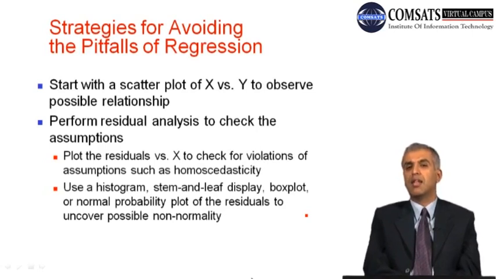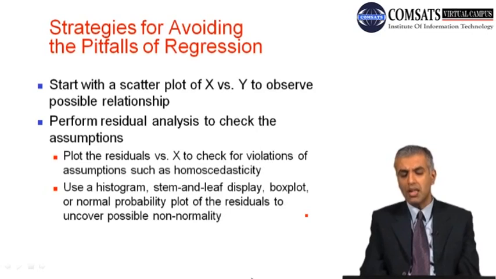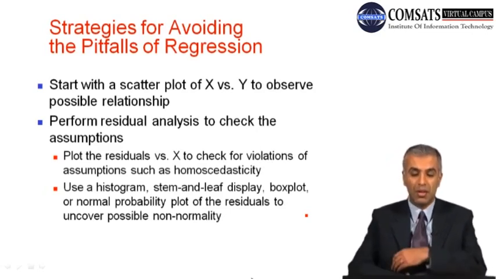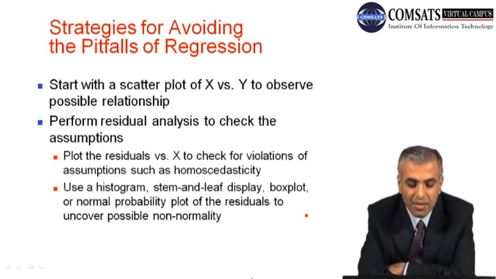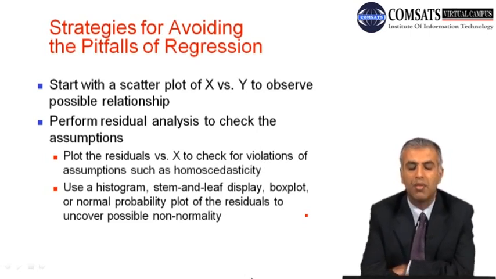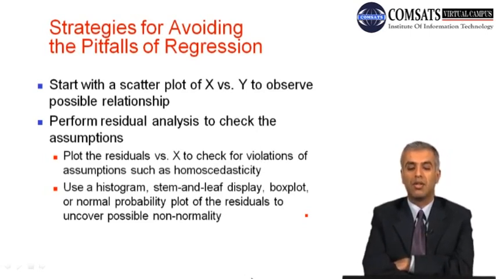Once we know that specific nature, we can decide which course of action is necessary to move ahead in order to avoid the pitfalls of any type of regression. So the scatter plot is also a kind of early warning system. It gives us a very good idea of what we are going into. Once we have gone through that, we also have to perform residual analysis to check the assumptions.